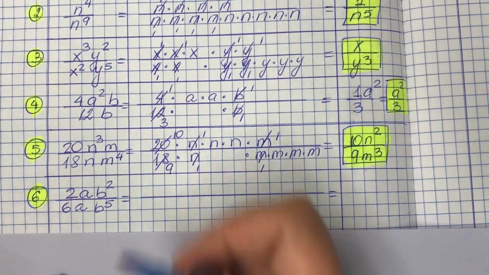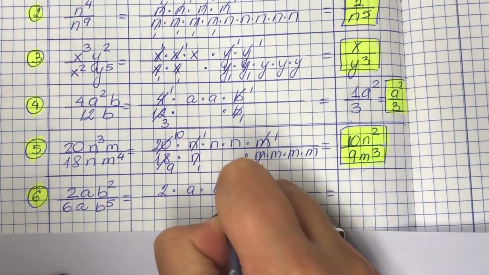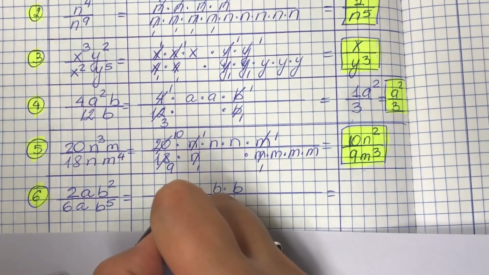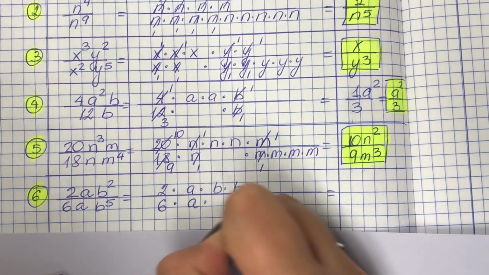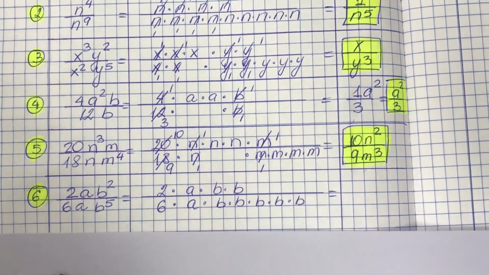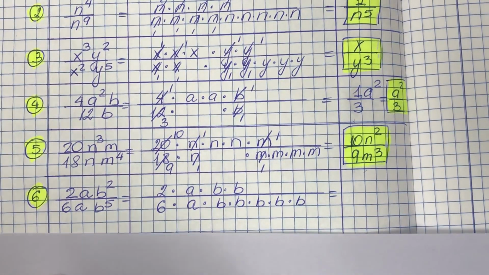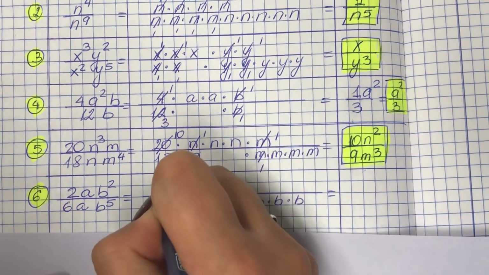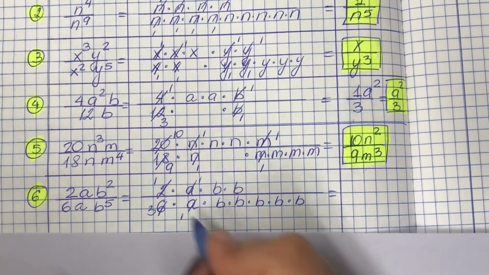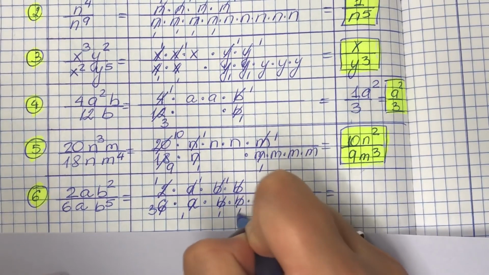We have 2 on the numerator times a times b times b. Write the bases in expanded form. 6 times a times b times b times b times b times b, multiplied by itself 5 times. 2 and 6 can be simplified by dividing by 2, so that would be 1/3. A can divide the a. Any number divided by itself is 1. B can divide the b. B can divide the b.